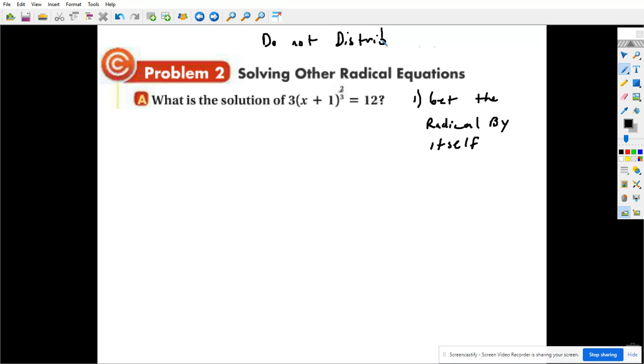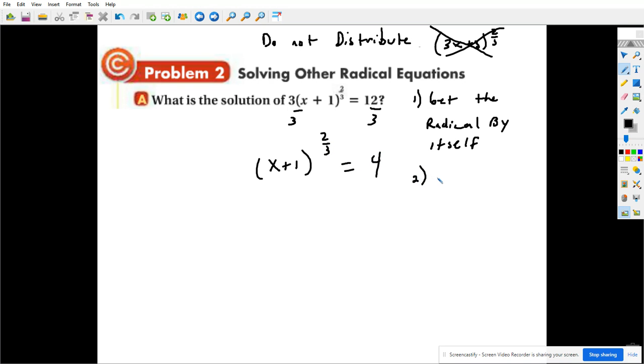The one thing I want to make sure I tell you is do not distribute. Too many times I'll have students that try to solve this and say, well, 3x plus 3 raised to the 2/3 power. This is a huge no-no. Do not distribute that. I need to get it to the other side. So I need to divide by 3. And that will leave me with x plus 1 raised to the 2/3 power is equal to 4.